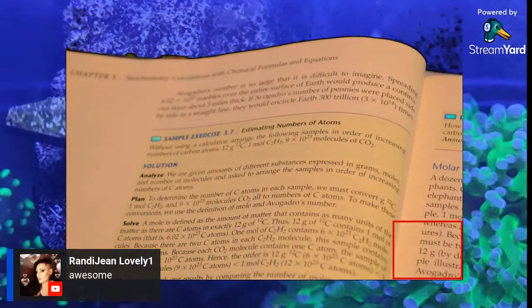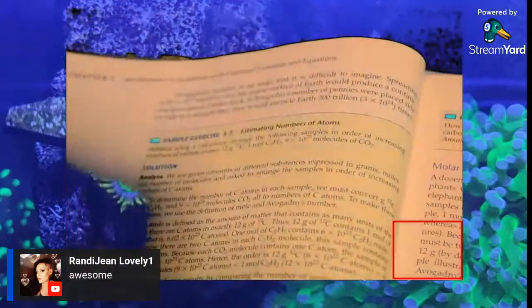So you see how it says 12 grams of carbon, 1 mole of C2H2, or 9 times 10 to the 23rd molecules of CO2 gas. Well, actually, it just says CO2, so it could be solid, so it doesn't matter. So just say carbon dioxide, and like I said, I'll just put them in order. So I know molecules is the smallest, followed by the amount of grams, and then moles. I'm assuming that's the biggest one, but let's go check it out.